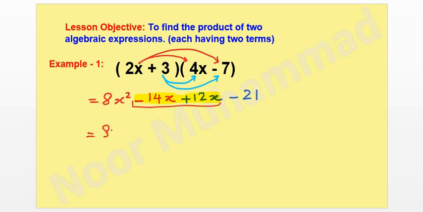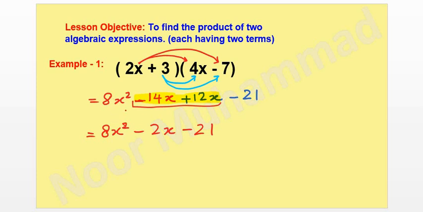So the answer of these two is going to be negative 2x. The numbers are going to be subtracted because they have different signs, and we will keep the sign of the larger number. And then we will have negative 21. So this will be our final answer, 8x squared.